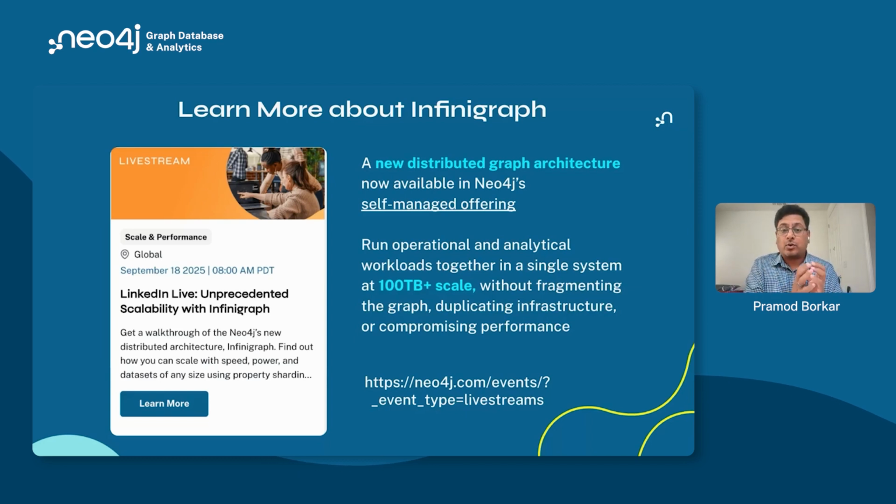The whole idea is we have a sharded architecture, right? You can have property shards across multiple servers without losing any performance, so you can scale horizontally across many servers. You can read more about it. There is a live stream, there should be a video, and you can learn more about it. We also have a blog published on this with a lot more information. Like I said, this is right now on the self-managed offering, but it's coming soon on the cloud.